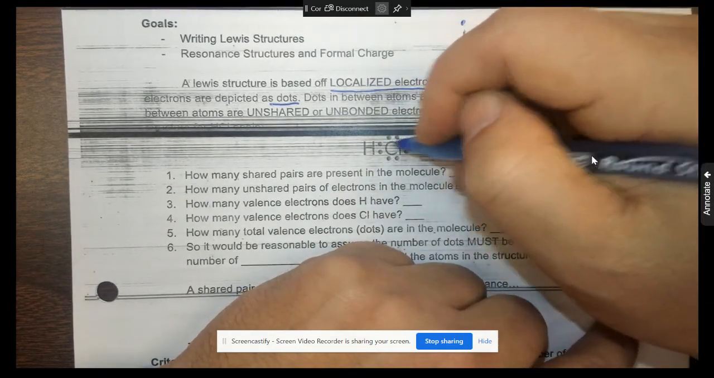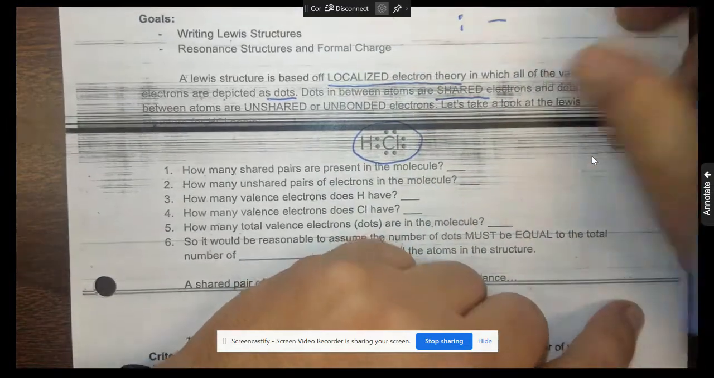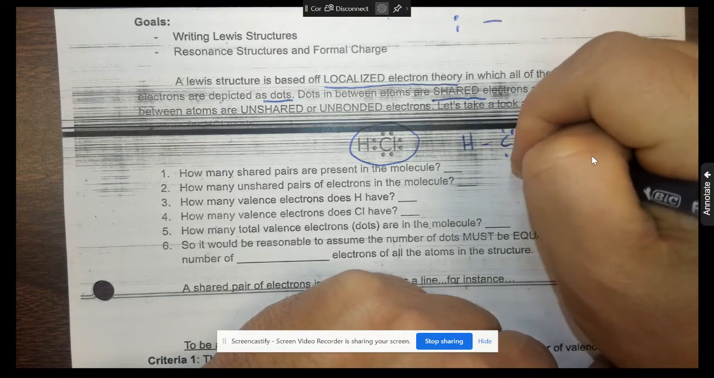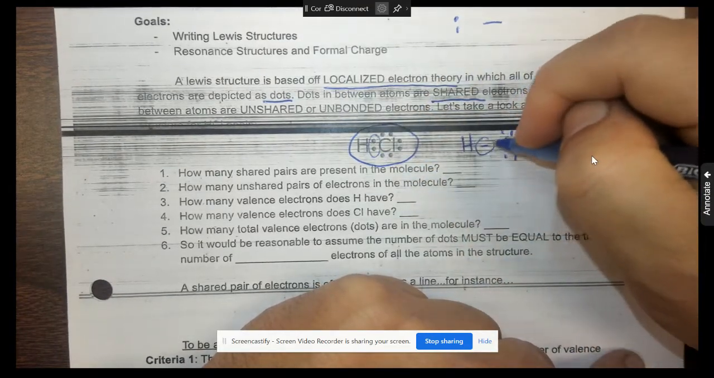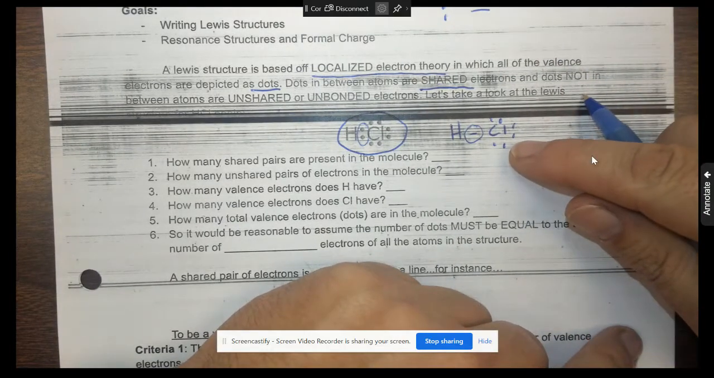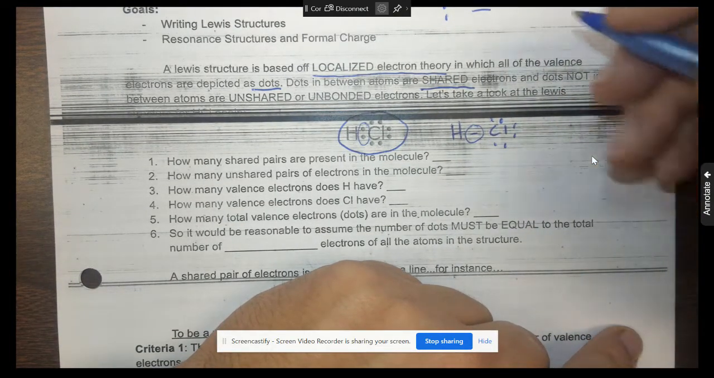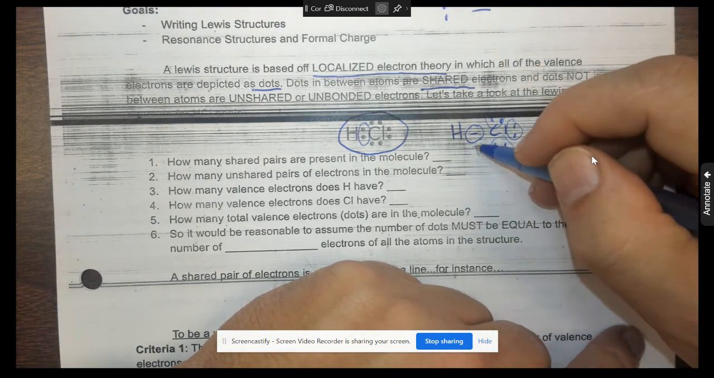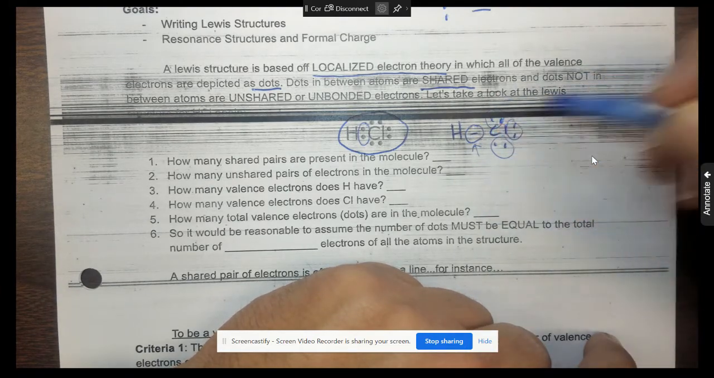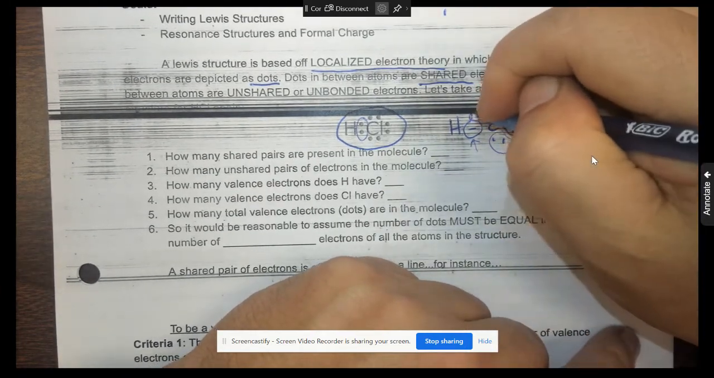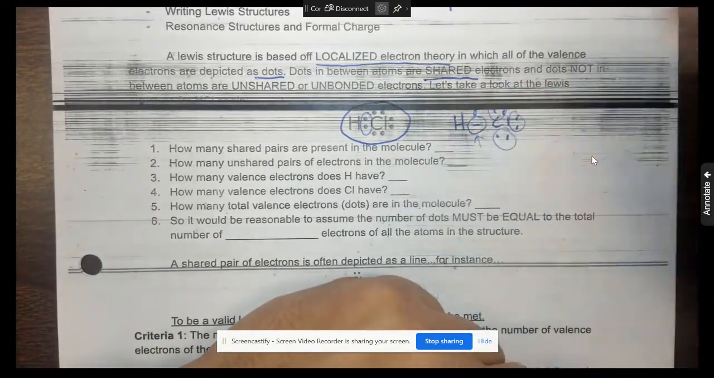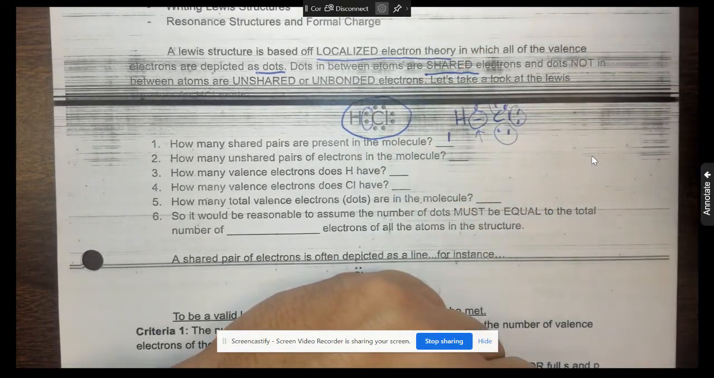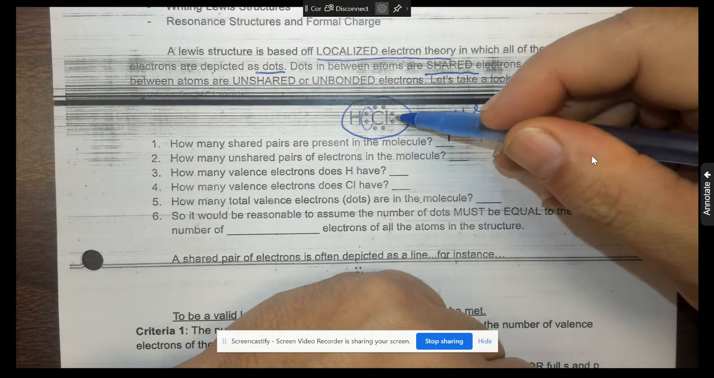So if you take a look at this molecule right here, HCl, I could write it as H-Cl, showing my shared pair of electrons as a bond. Now, our hybridization here around this chlorine would be sp3, just to review some things. This would be a sigma bond between the hydrogen and chlorine. Okay? All right. Now, how many shared pairs are present in this molecule? Only one. Just this pair is shared. How many unshared pairs? 1, 2, 3.